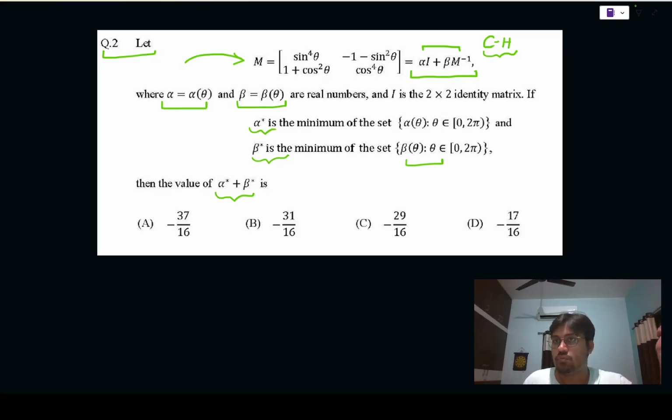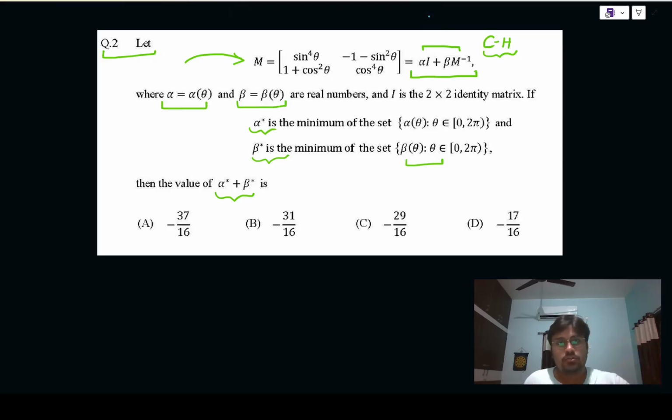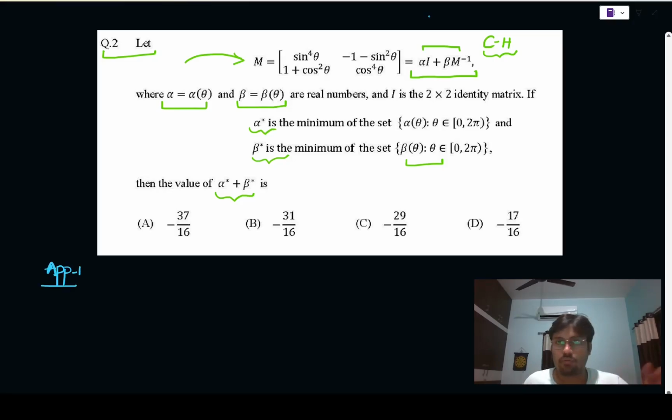So I'll just go over that approach first and then come back to the approach that involves the CH theorem, which is... there is some issue with the pen. So let's go over the standard approach first. Let me just write this here. So this would be the first approach. This is the normal approach.